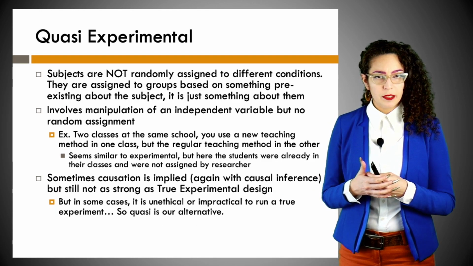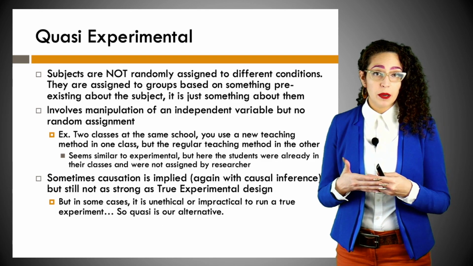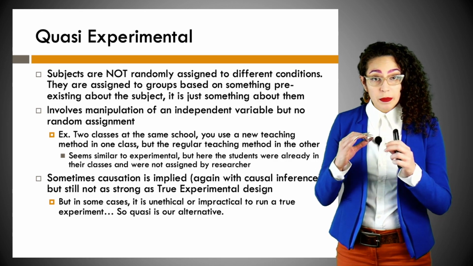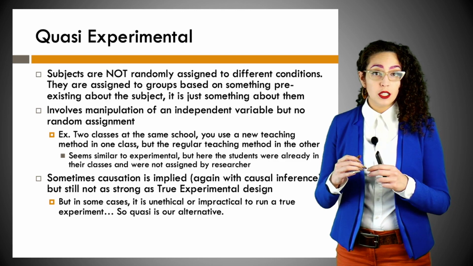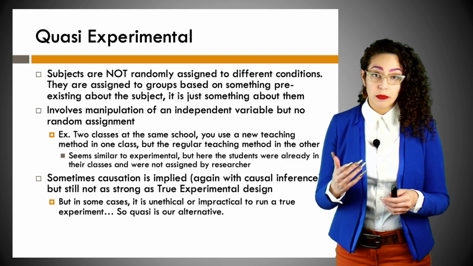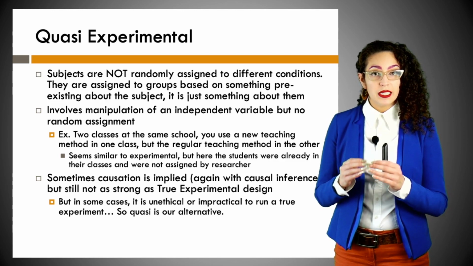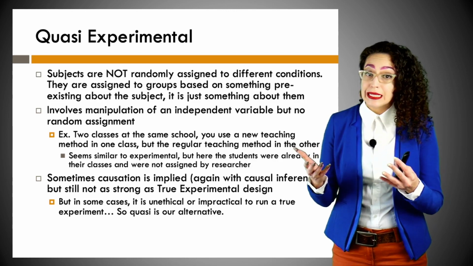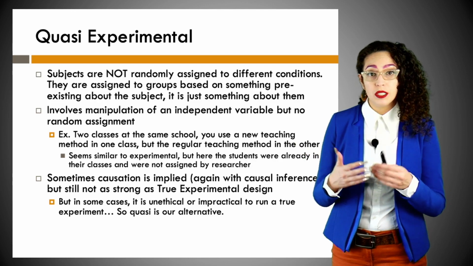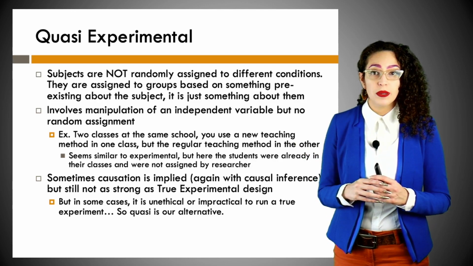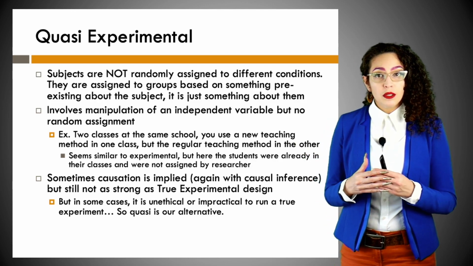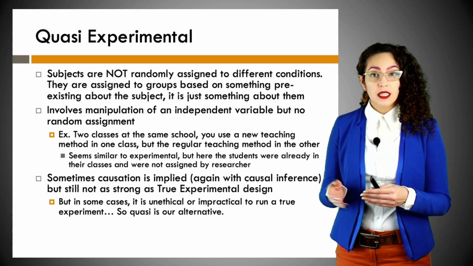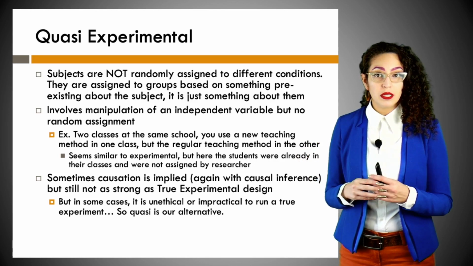Now let's look at quasi-experimental design. It's very similar to an experiment, but it is knocked down a peg. They still involve independent variables being manipulated, so you might give somebody a drug or a new treatment, but the main difference is that the groups are not randomly assigned. Instead, the groups are already in pre-existing groups, or maybe something about the person is what puts them into a certain group. So for example, 2 classes at the same school, you want to try out a new teaching method in one class, so the other class just has the regular old teaching method.